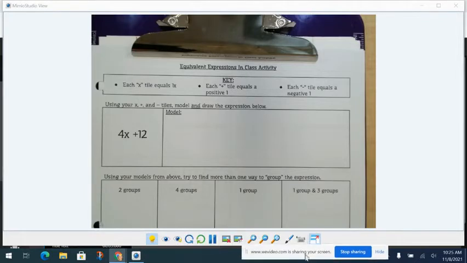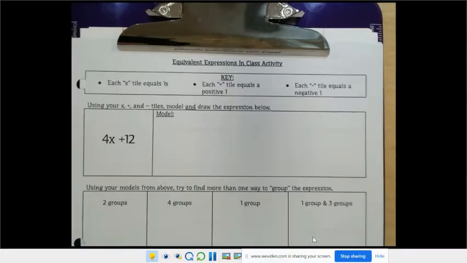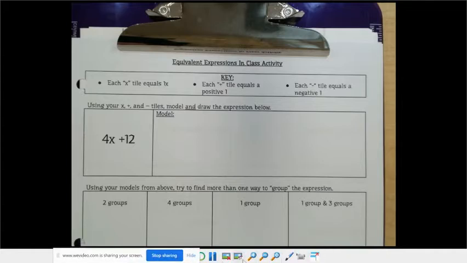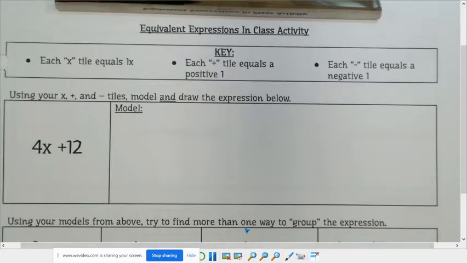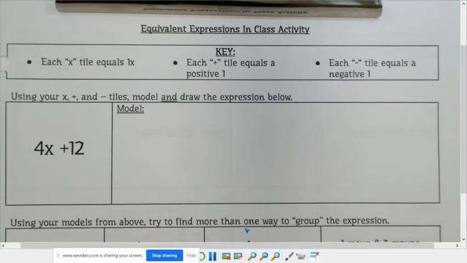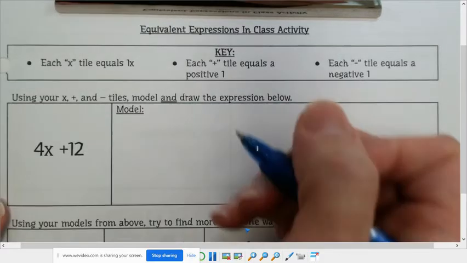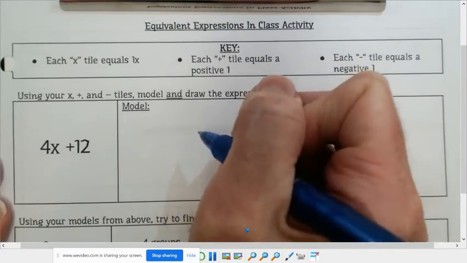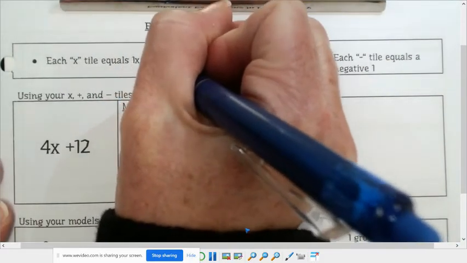Hey everybody, today we're going to talk about equivalent expressions using algebra tiles. You can look online and find where they have algebra tiles. We're going to draw ours today. If you want to use virtual manipulatives, you can, or if you want to use sticky notes instead of tiles, it's up to you, if you want to be able to move them around. So I'm going to use drawings.